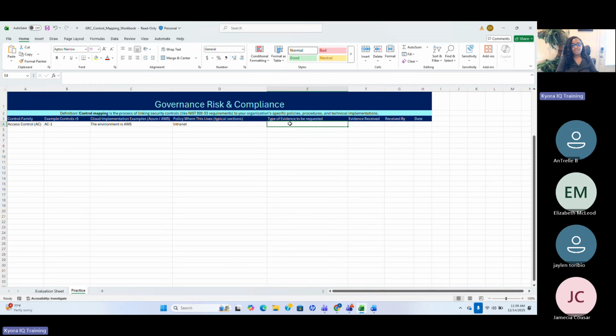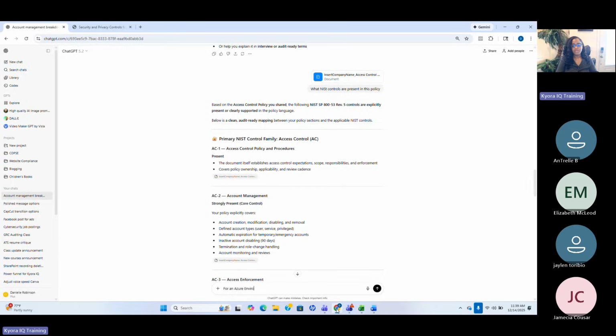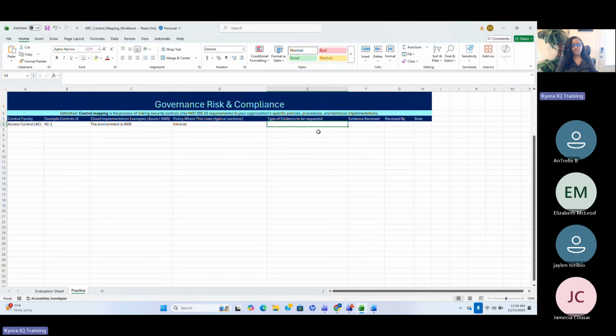So type of evidence to be requested, and it already told us that it's a policy, right? So because it's a policy and procedure, what are you going to request? What type of evidence? Policy. Exactly. I was wondering if anybody was just going to take time to think about that. Okay, so you're going to request the access control policy, right?